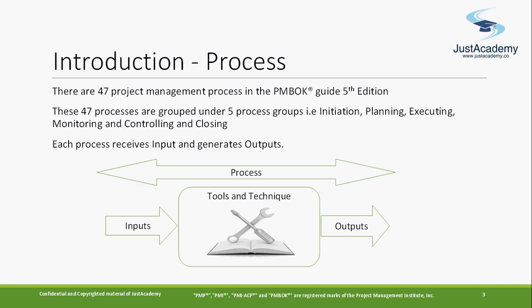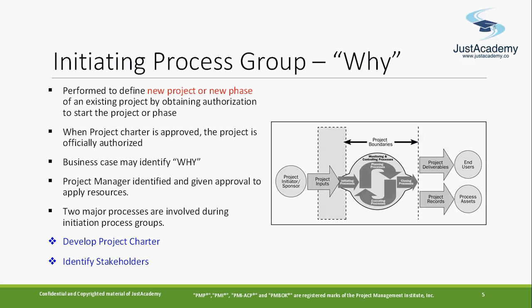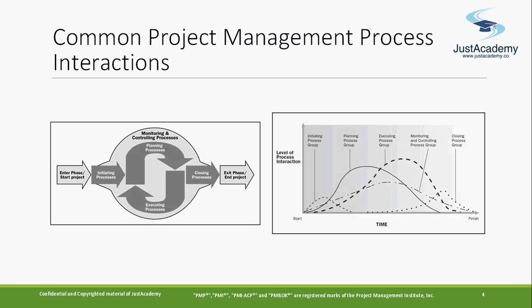There are 47 project management processes, and a process is nothing but some inputs, to which you apply some tools and techniques, and you get some outputs. So overall this activity is called a process. We talk about how the initiating process group and planning process group interact. Do they really follow these 47 processes in the actual real world? No, we don't do it that much.